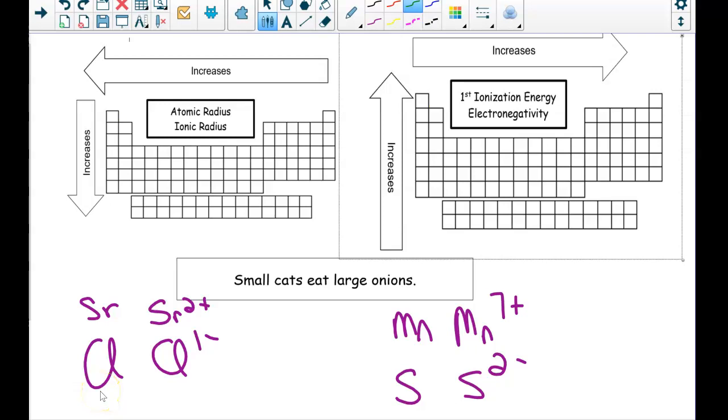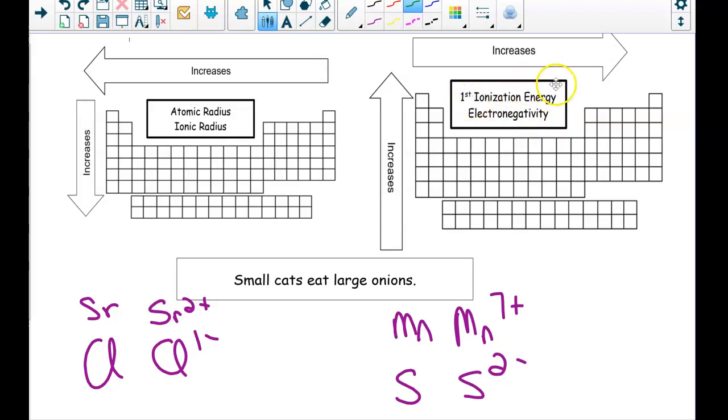Okay, these notes are to help you understand how to do trends. If you remember, we looked at these different diagrams you see on the screen. One of the ones we talked about was atomic radius versus ionic radius. We know that the trend for atomic radius and ionic radius is as follows: it increases from right to left across a period and from top to bottom down a group.